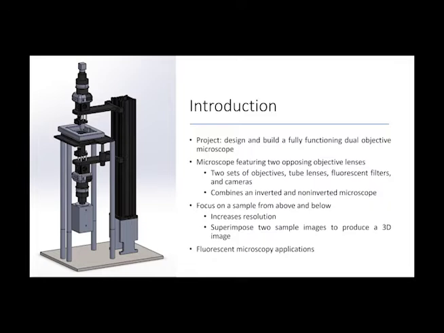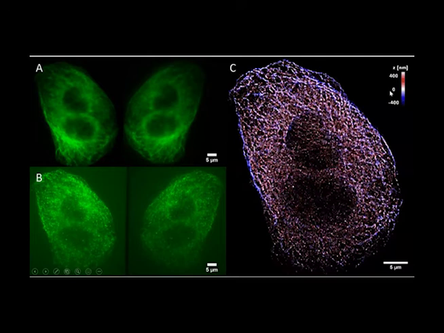Especially in conjunction with fluorescent microscopy, you're able to capture the fluorescence emitted from the sample from two directions, which allows the microscope to effectively image single cells, whereas single objective microscopes can usually only image multiple cell samples. In addition, using a dual objective microscope can produce a 3D image of a sample by superimposing the two captured images over each other. This can be seen here, where the green pictures on the left are the images captured by each lens, and on the right is the reconstructed 3D image of the sample.